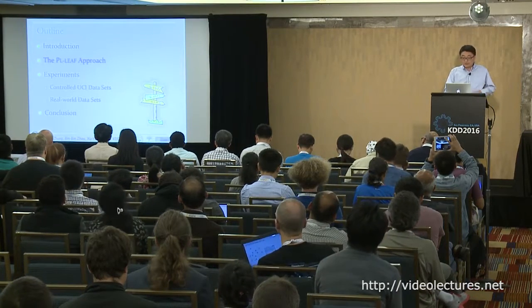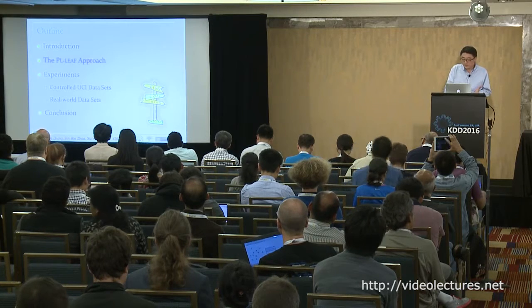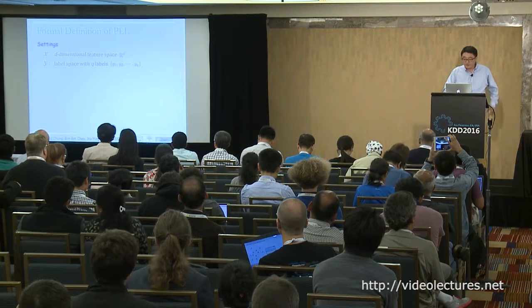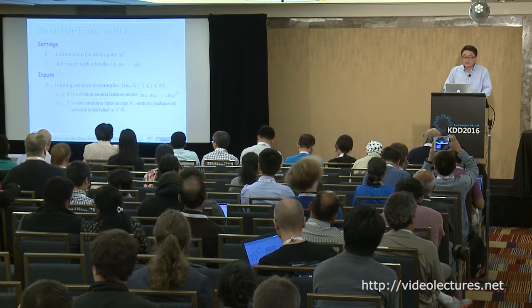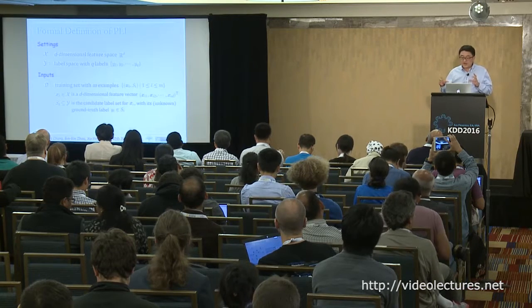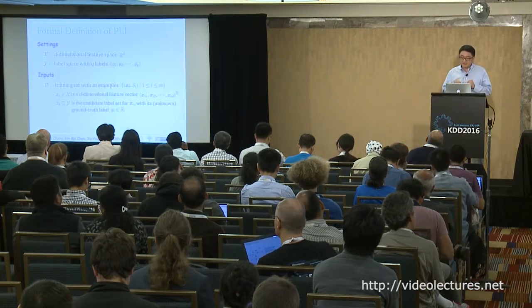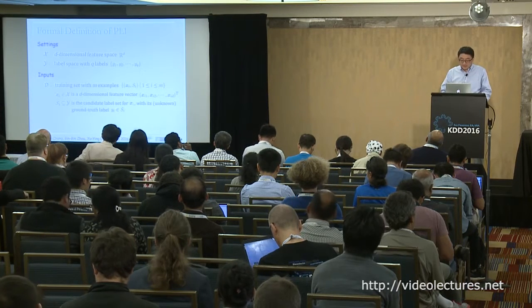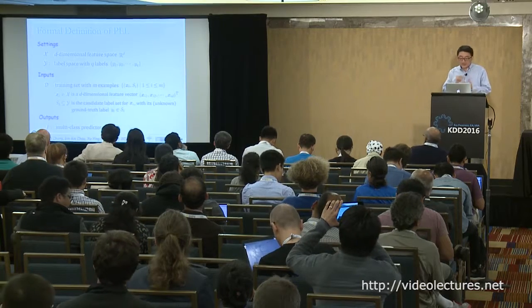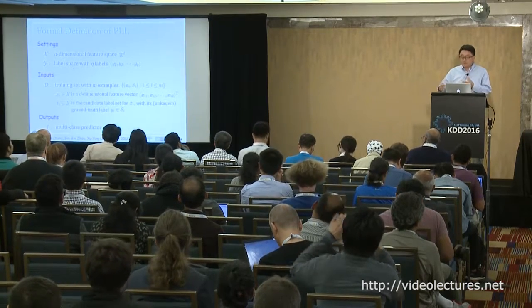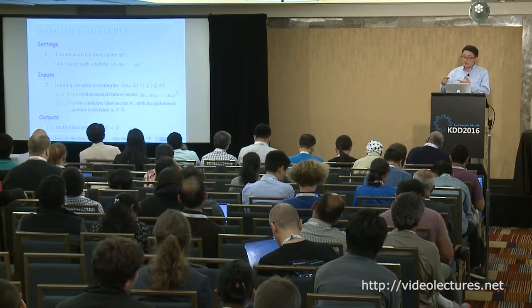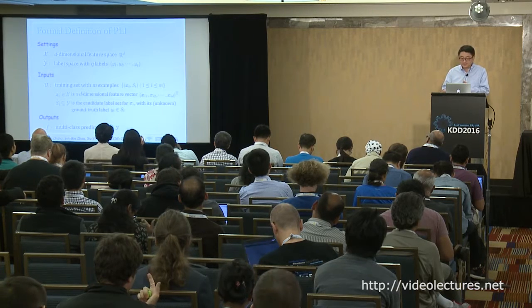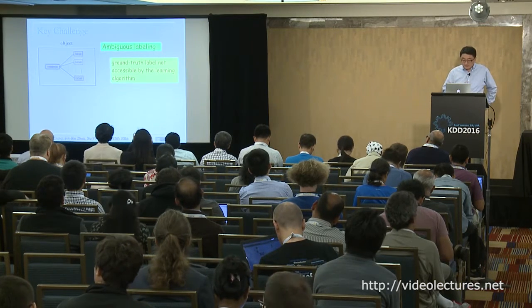So now let's see how we can solve this problem. Formally, the definition of the partial label learning problem looks like this. We first have a collection of partially labeled data. For each instance, we have a small candidate label set. The goal is to learn a multi-class predictor. When you use the model, it still predicts only one label for the testing instance. So this is the definition of the problem.